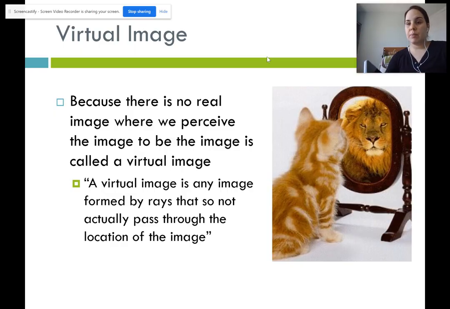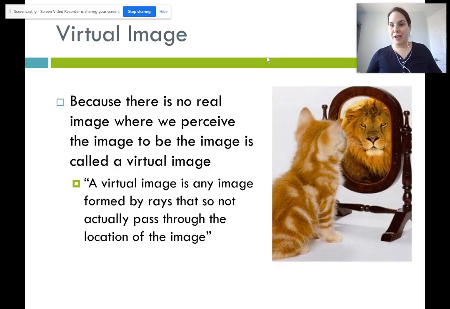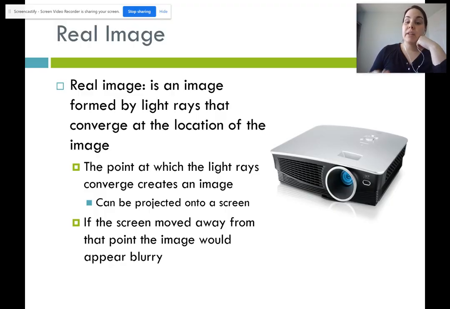Just like in the picture here, the cat's looking in the mirror. It sees a reflection, obviously not an accurate reflection, but it looks as though there's a lion standing on the other side of this portal. It looks to us as though if we went and stood behind this mirror, we'd actually be able to see a lion. But we know that if we stood behind the mirror, we wouldn't actually see anything there. There would be no light getting there. So that's called a virtual image. A virtual image is any image that's formed by rays that don't actually pass through the location where we perceive it. A real image is a little bit different.